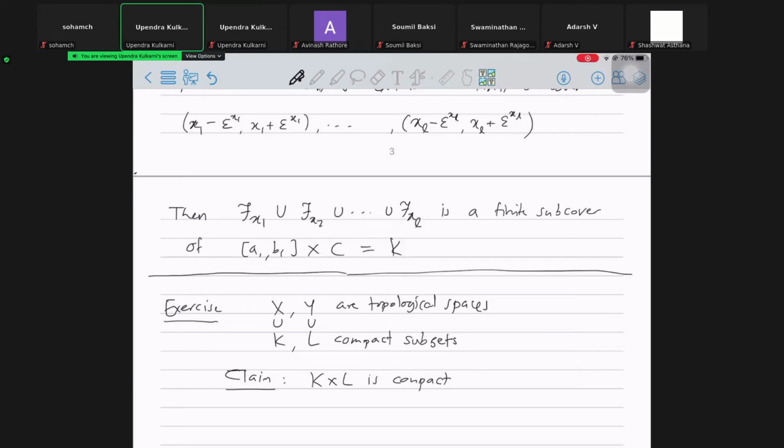But this sort of brings in a question, right? Compact in what? You have to have a topology. In X cross Y. Yeah, but X cross Y is very nice as a set. What is its topology? That's a question that we need to address now.